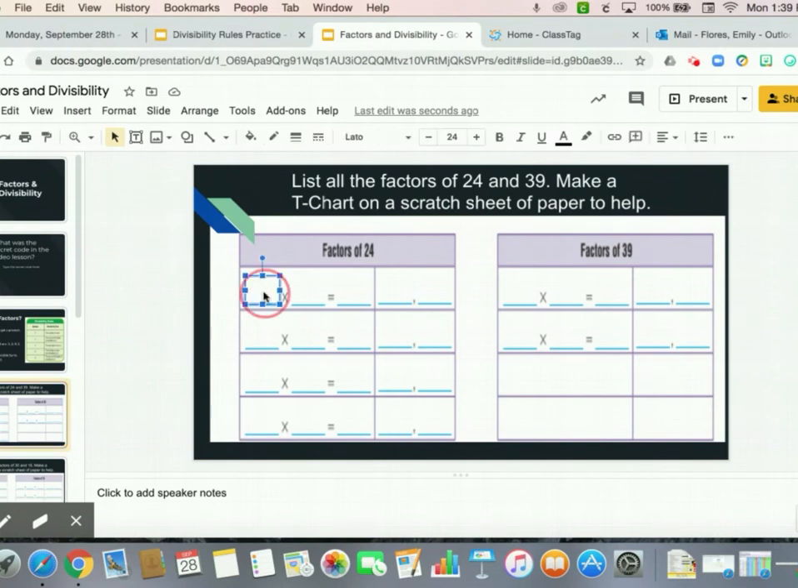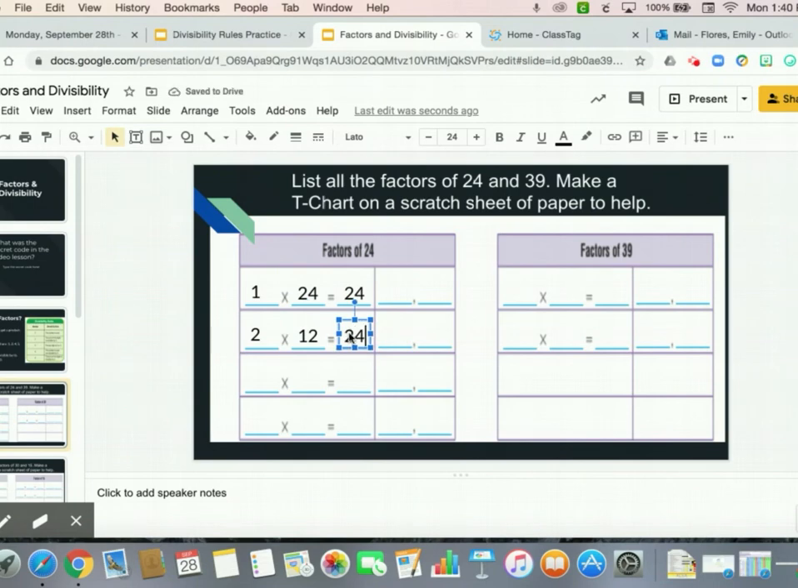So 24 is going to be 1 times 24 is equal to 24, right? That's always going to be our first factors. 1 times whatever number you're dealing with. So 1 times 24 is 24. If I were to make a t-chart, my next number that I would think about would be 2, right? Well, 24 is even, so I know 2 times something is 24. If I think about my math facts, I know that 2 times 12 is equal to 24, right?